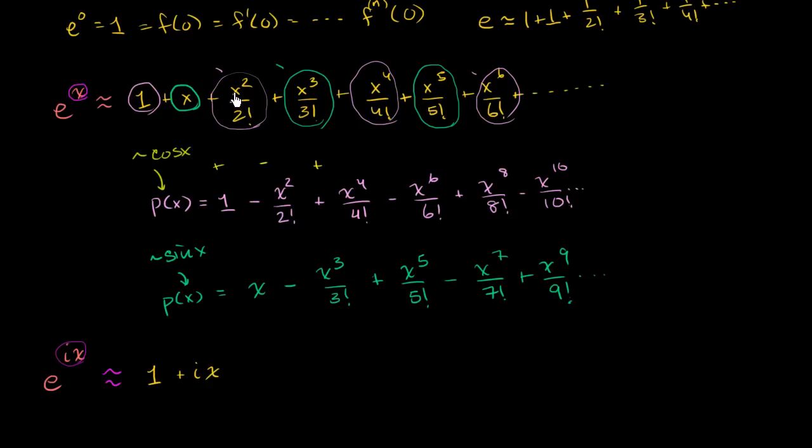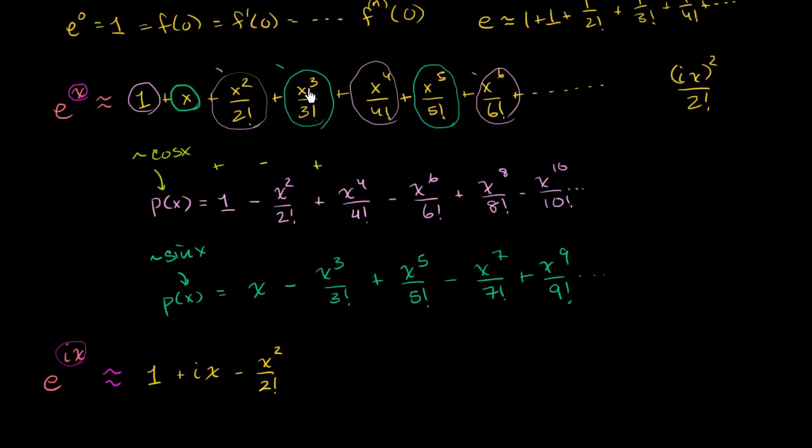It would be equal to 1 plus, instead of an x, we'll have an ix, plus, so what's ix squared? So let me write this down. What is ix squared over 2 factorial? Well, i squared is going to be -1, and then you have x squared over 2 factorial. So it's going to be minus x squared over 2 factorial. And I think you might see where this is going to go. And then what is ix? Remember, everywhere we saw an x, we're going to replace it with an ix.